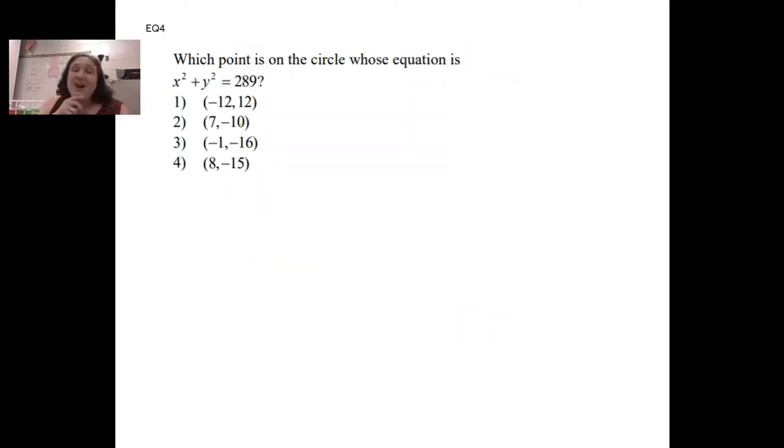Next, which point is on the circle whose equation is given? So we know that this is centered at 0, 0. And we know by using a calculator that our radius is the square root of 289, which is 17. Now, there's a hard way to do this and an easier way to do it. I'm going to show you the ERIC hack because that's what I like to do. Whenever you are given an equation and a point, first you figure out the center, which we did, 0, 0. Second, you're going to use the distance formula.